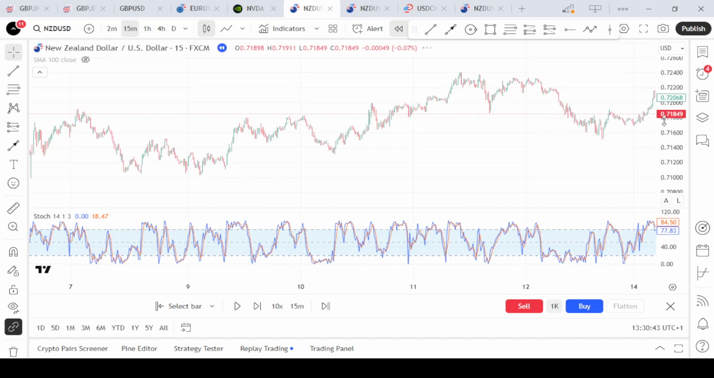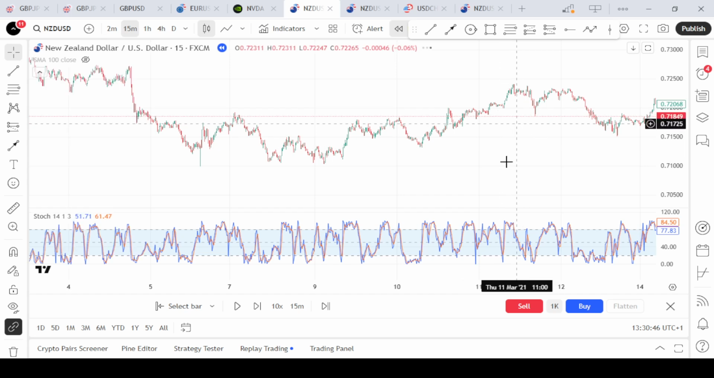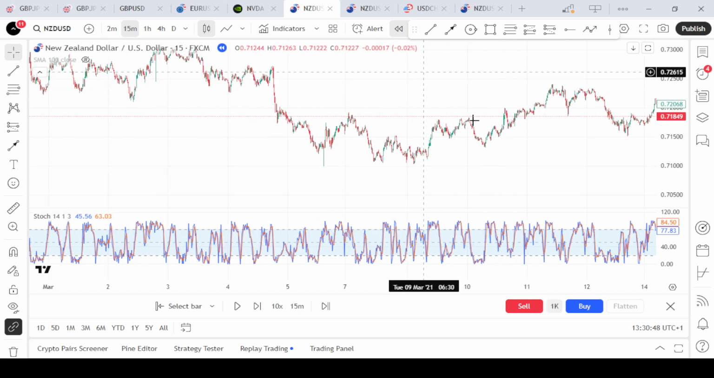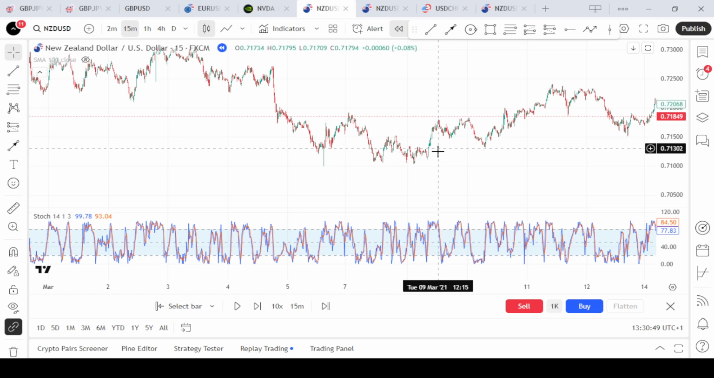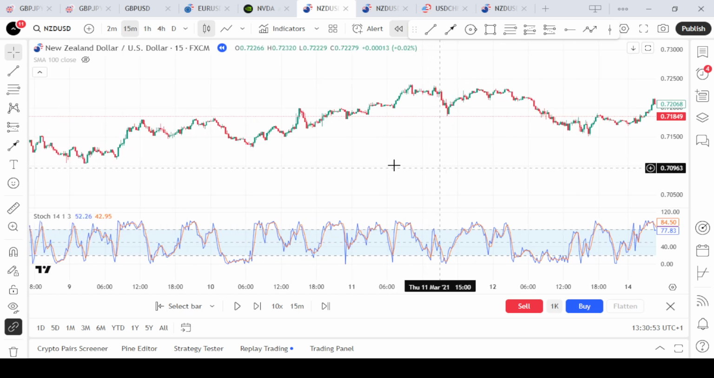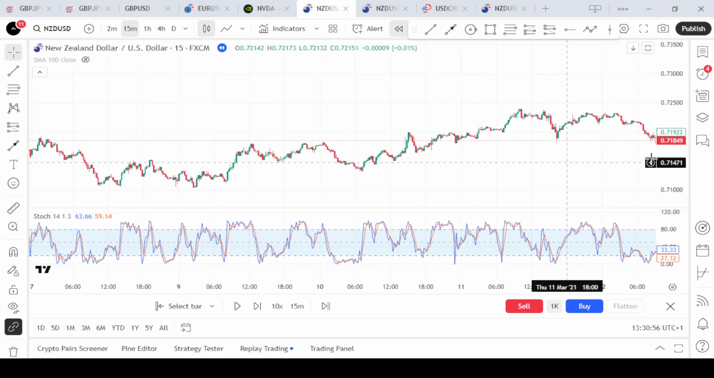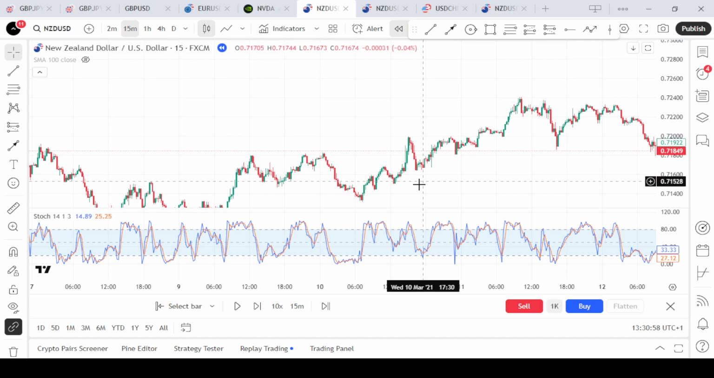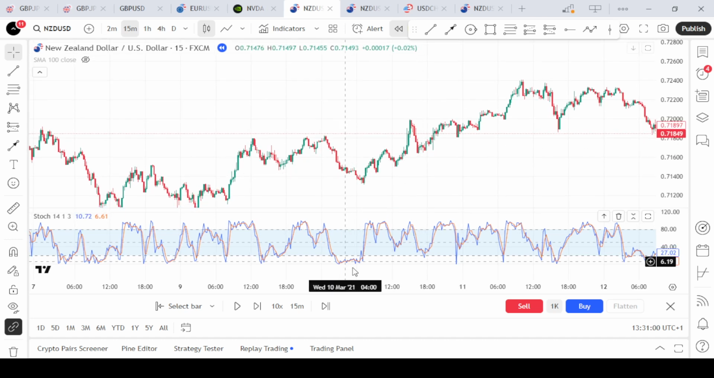Remember, our higher time frame has already told us that we are in a bullish scenario. Now, for us to enter a long trade, we would have to wait for the stochastic oscillator to drop below 20. That is the oversold territory. At this area, we can see price is below 20.